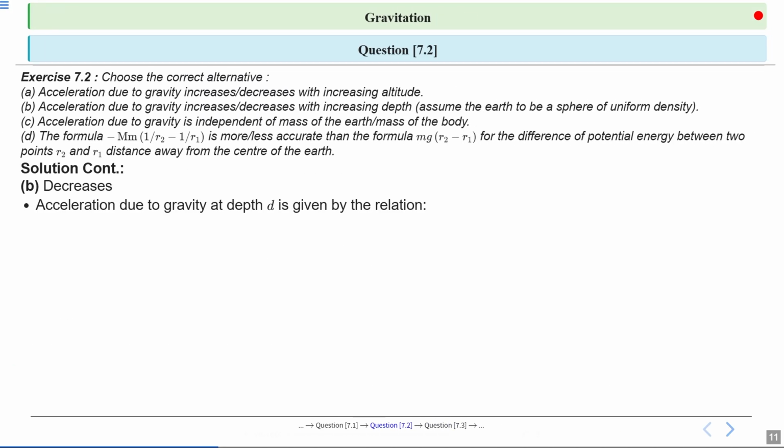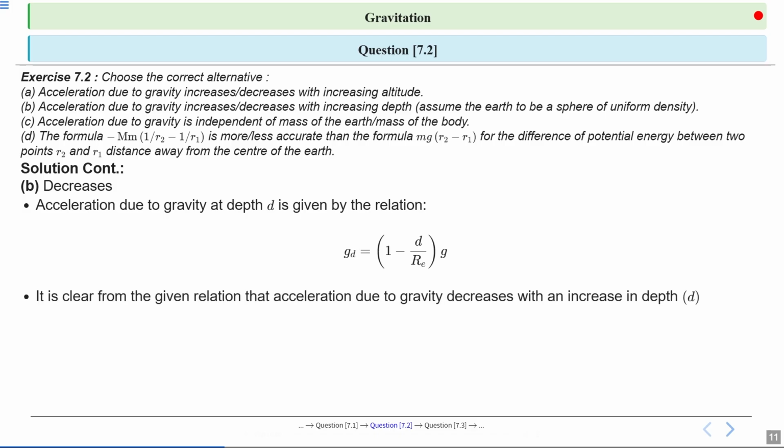B part, acceleration due to gravity decreases with increasing depth. Acceleration due to gravity at depth d is given by the relation g_d = (1 - d/R_e) g. So it is clear from the given relation that the acceleration due to gravity decreases with increase in depth d.